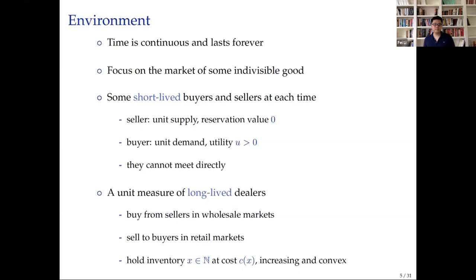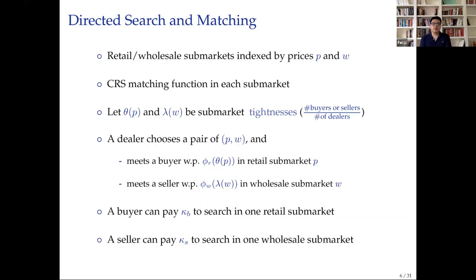And they come up with a flow cost of holding inventory, which is CX. This is going to be an increasing function, and it's going to be convex, a standard assumption. So search is directed. Given the audience, I don't think I need to apologize for this assumption. But our insight doesn't critically rely on search being directed. It just makes our analysis easy.